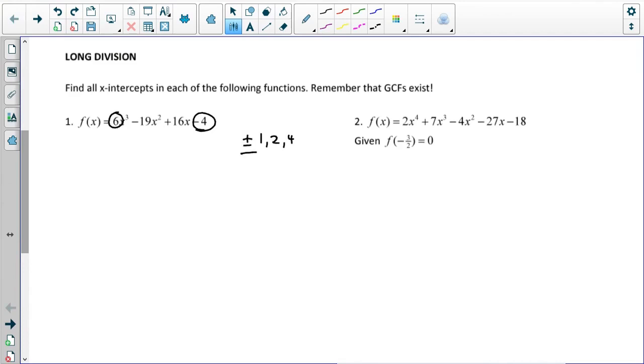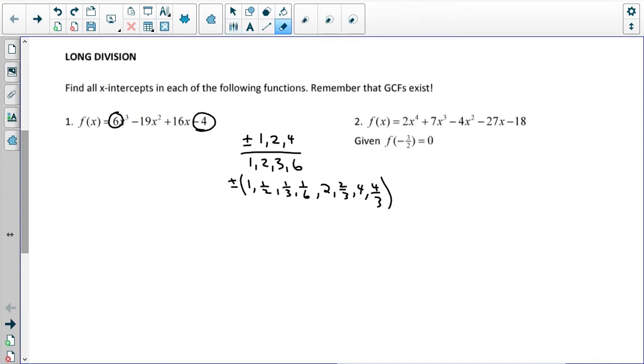So plus or minus 1, 2, or 4 over 1, 2, 3, and 6. That gives me 1, 1/2, 1/3, 1/6, 2, 2/3, 4, and 4/3, plus or minus all of these. So those are all of my possibilities.